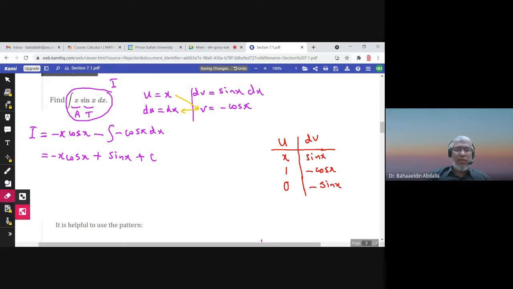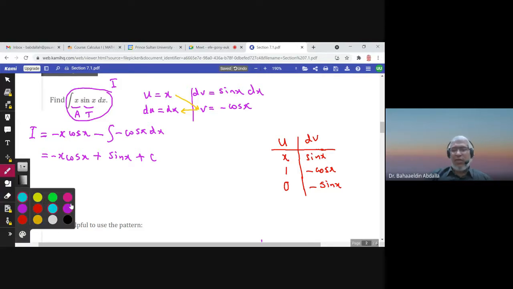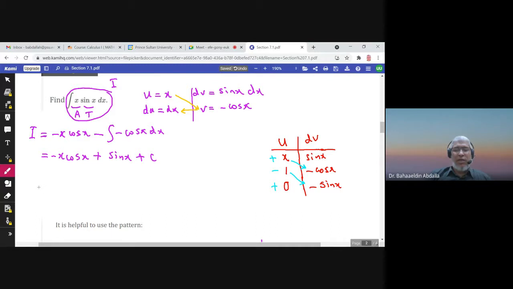Then we put signs here. Plus, always you start with plus, minus, plus, and you multiply like this. So immediately the integral of x sine x dx would be equal to x times negative cosine, or I will write it negative x cosine x, and then negative 1 times negative sine would be plus sine, and plus c, and that's exactly the same answer.